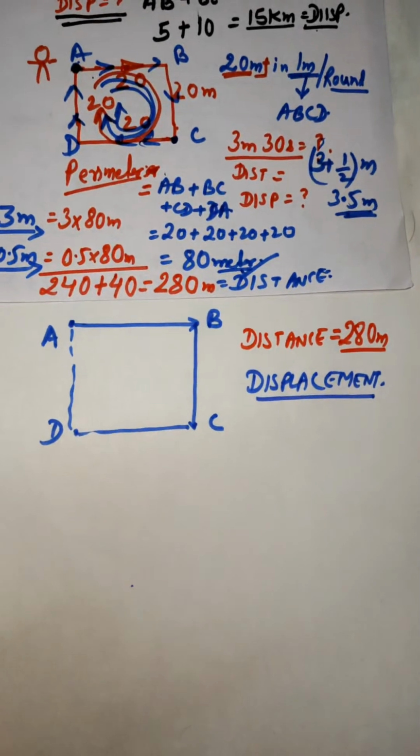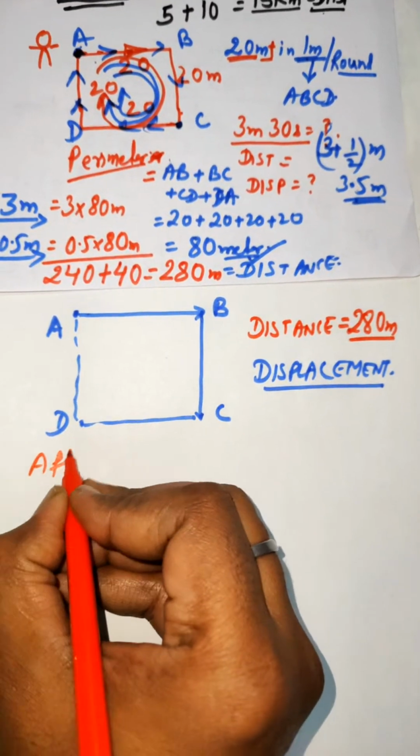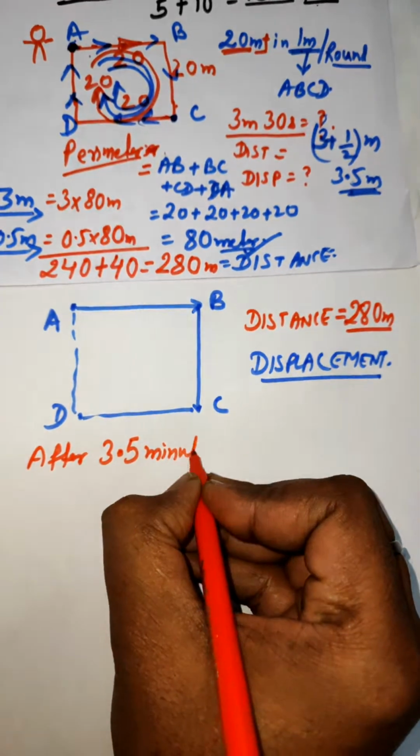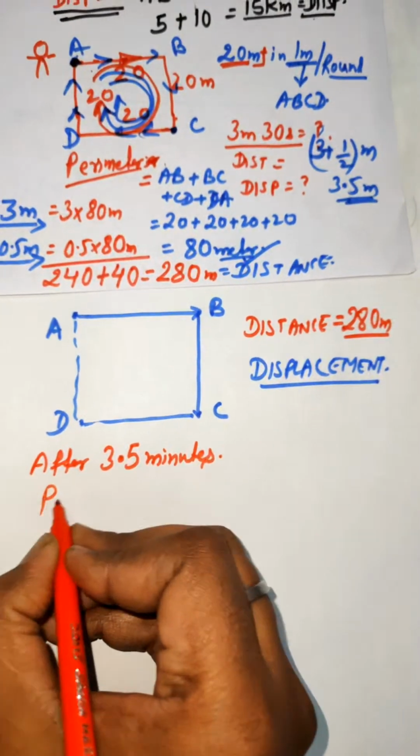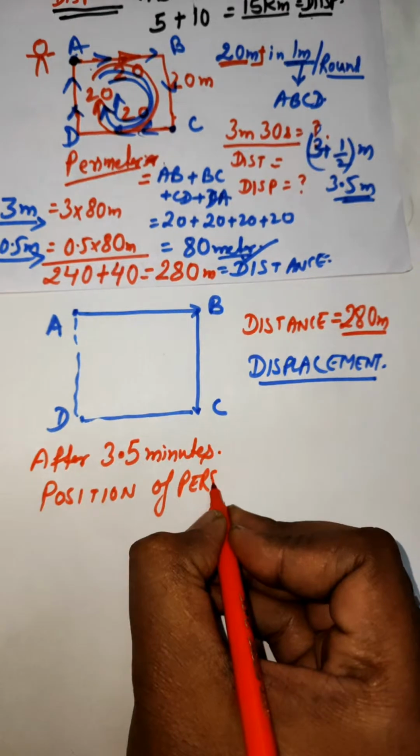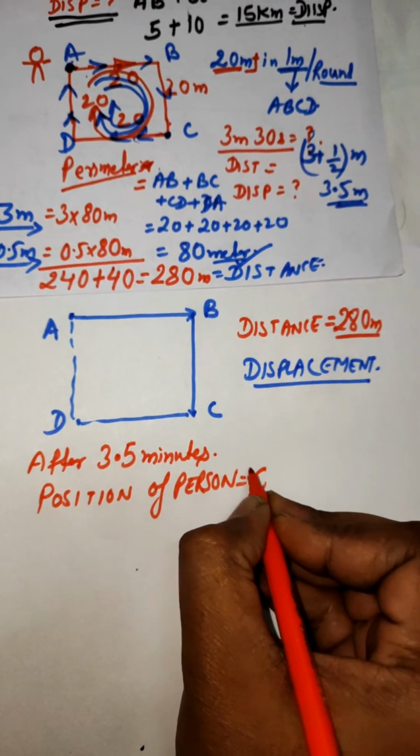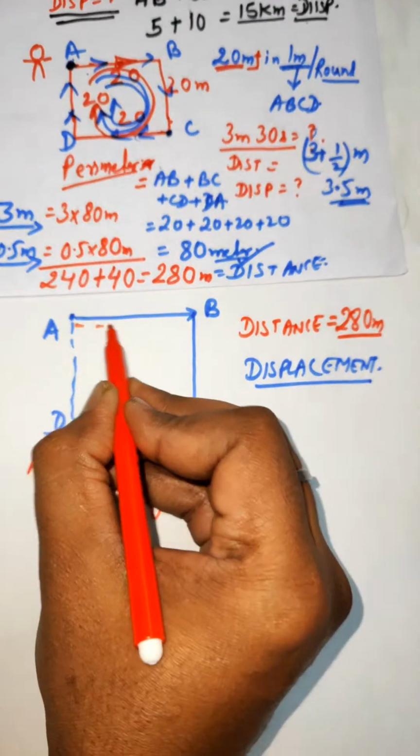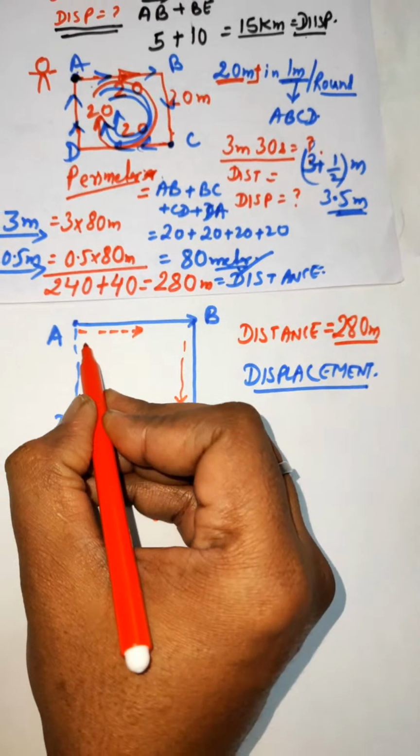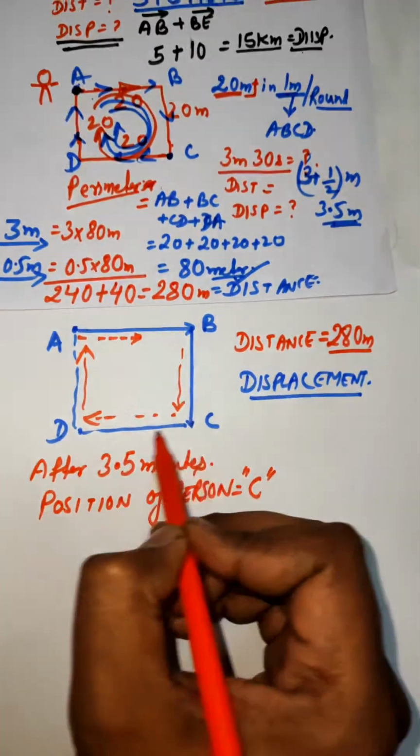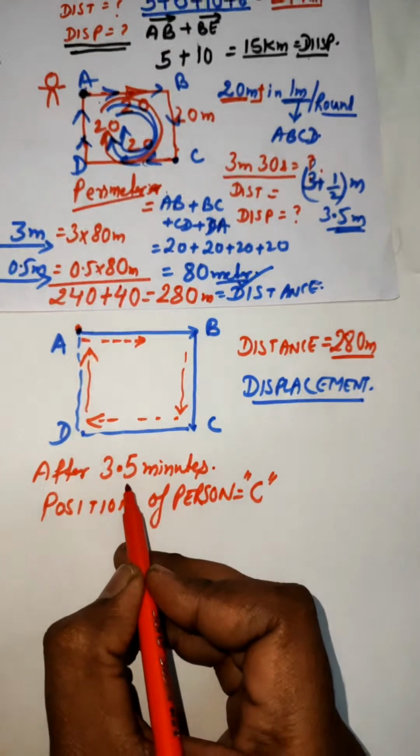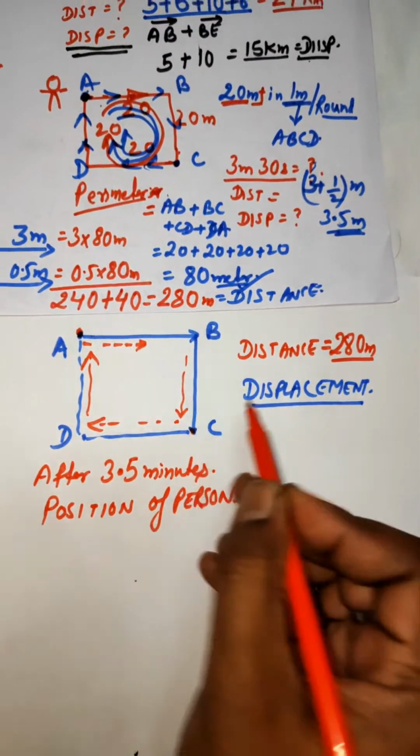So the position of the person after 3.5 minutes, position of person at C, because he started from here, reaching B, reaching C, reaching D, reaching A. So in 3 rounds, he will be reaching again at the same origin position. And in the last half minute, he will be at position C, right?